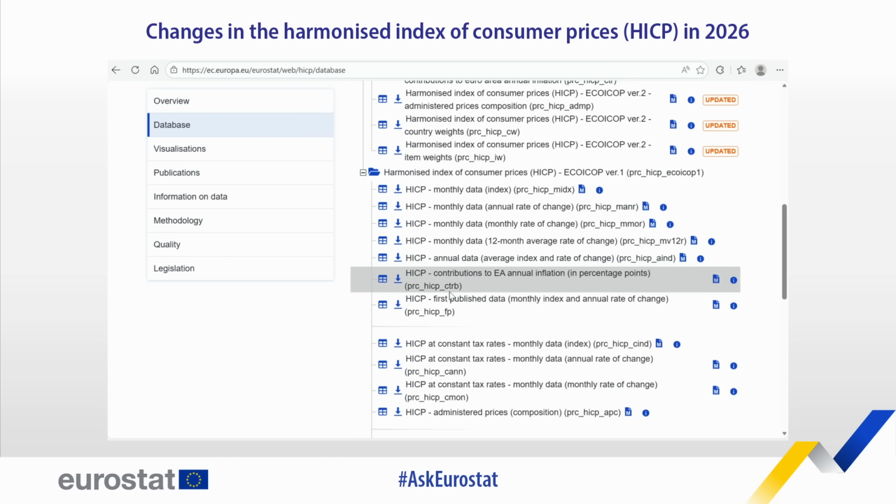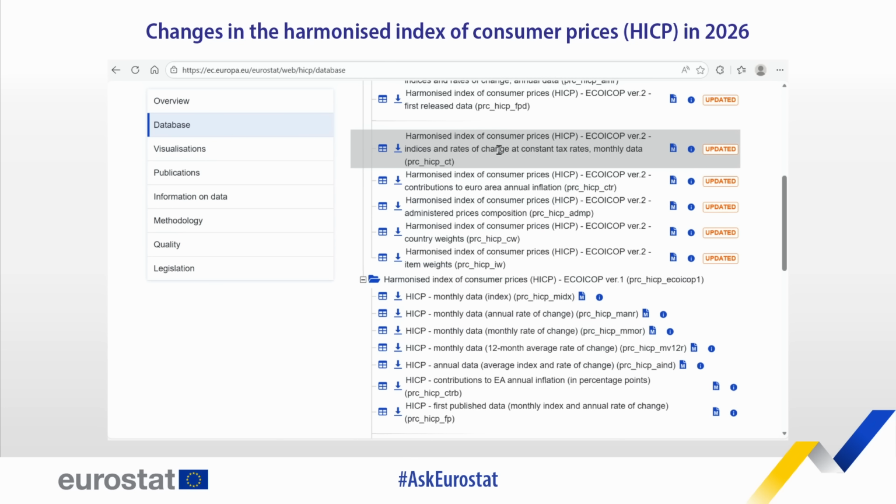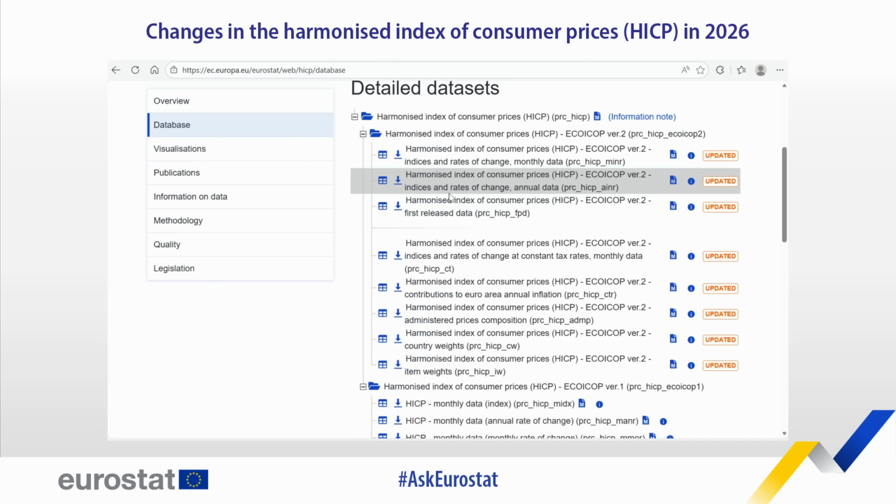Also for the HICP at constant tax, we used to have 3 datasets. They also have been merged into one. The remaining datasets remain the same. So we have the annual datasets, the first published datasets, the contribution to euro area inflation, the administered prices, and then the country weights and the item weights.